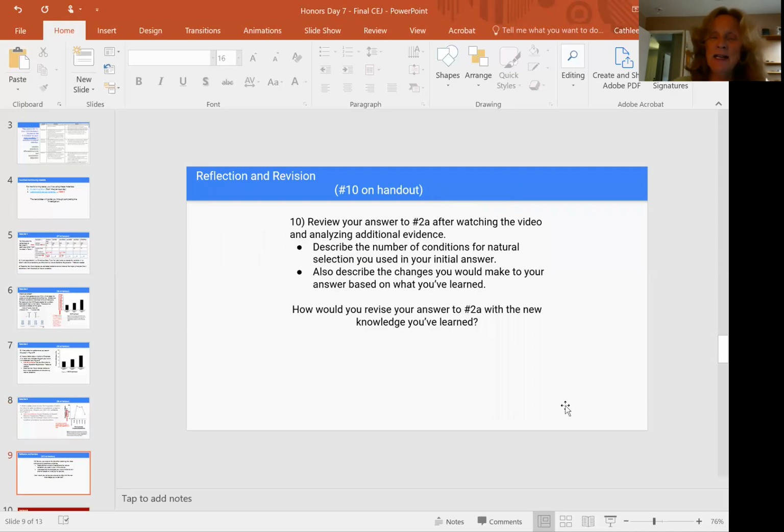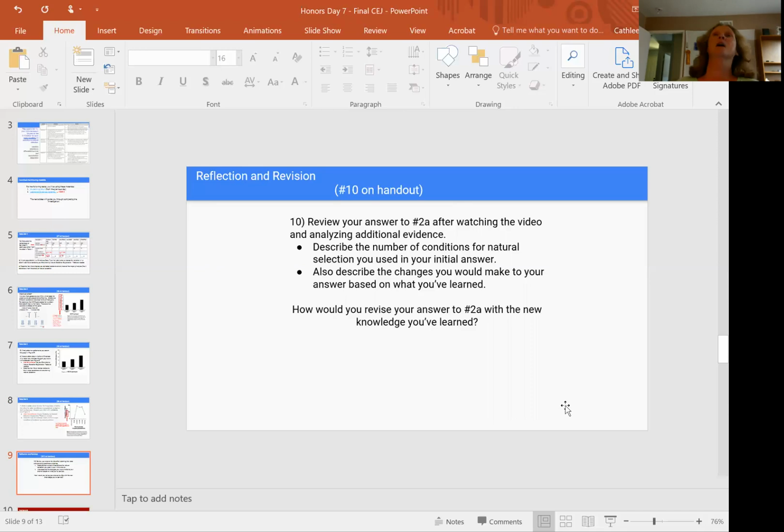So then finally here, a little bit of reflection. You're going to review your answer to number 2A after watching the video and analyzing additional evidence. Describe the number of conditions for natural selection you used in your initial answer. In all honesty, you should be able to use all 4 of them. Also, describe the changes you would make to your answer based on what you've learned.